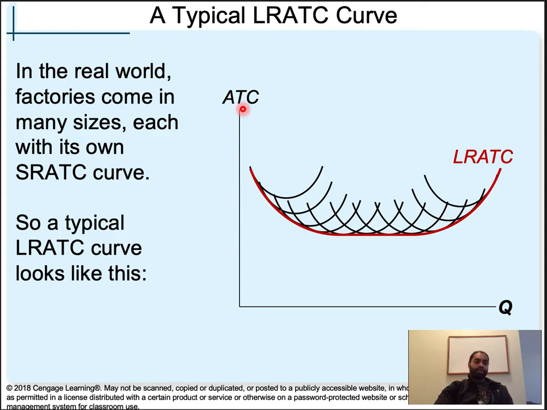So here on our graph, we have our average total cost, and then we have our quantity. With this, we'll see what happens as we produce more. What's happening to our cost as we produce more and more, and eventually when we reach our capacity? Is it good or is it bad?